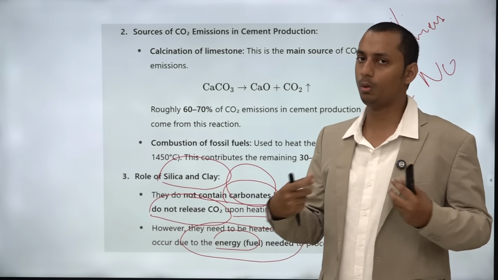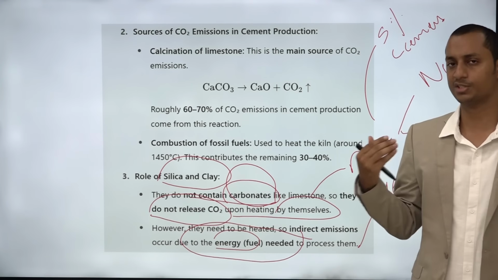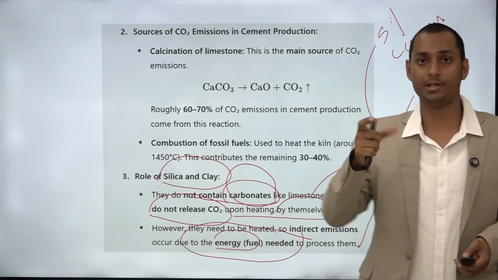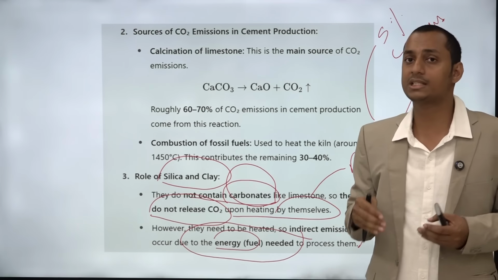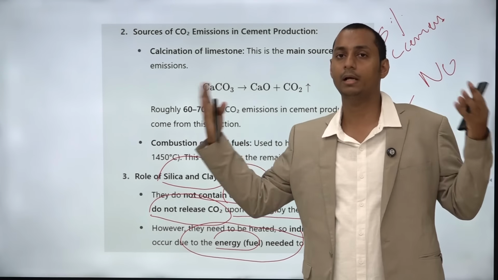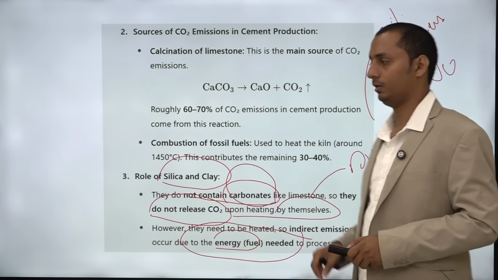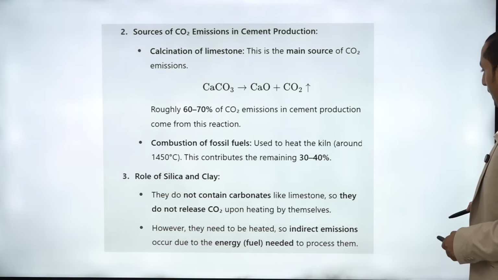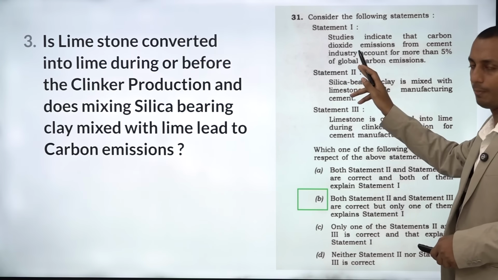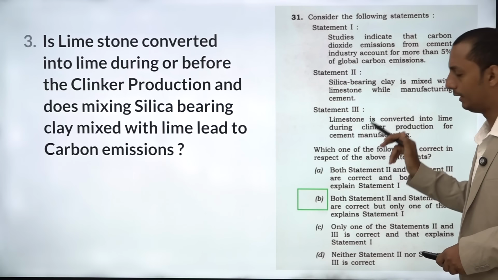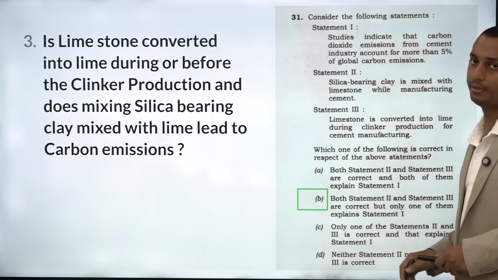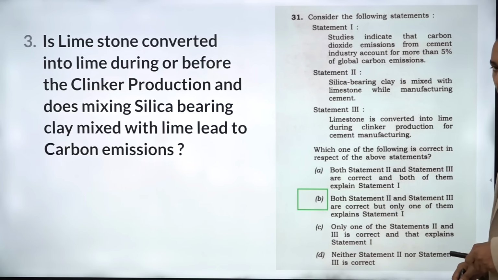But in the whole process, we need to heat silica and clay as well, right? Therefore, carbon dioxide is released. So there's no direct relation, but an indirect relation is there. But is it the correct explanation for the 5% cement emission in the global industry? Let me tell you, no. Therefore, the correct answer should be B, because this doesn't have a direct relation with the carbon dioxide emissions, but the statement is correct. This statement doesn't definitely lead to carbon dioxide emission. Therefore, the answer should be B. Only one of them explains statement 1. I hope all of you are clear.